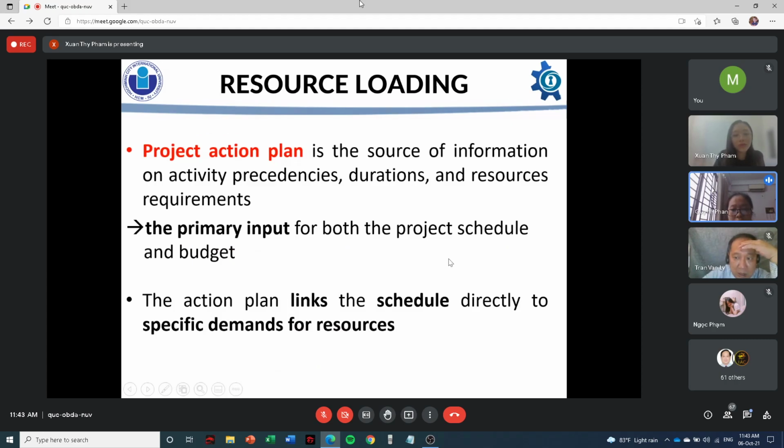Well, in order to derive a resource loading document without difficulties, we need an action plan. So what is an action plan? The project action plan is the source of information on activity precedences, durations, and resource requirements. We can see that this is a primary input for both the project schedule and budget. This is because the action plan links the schedule directly to specific demands for resources.